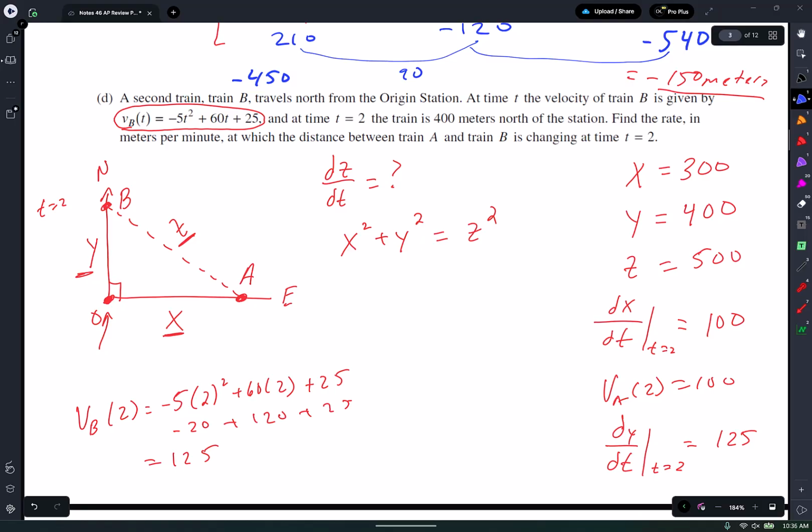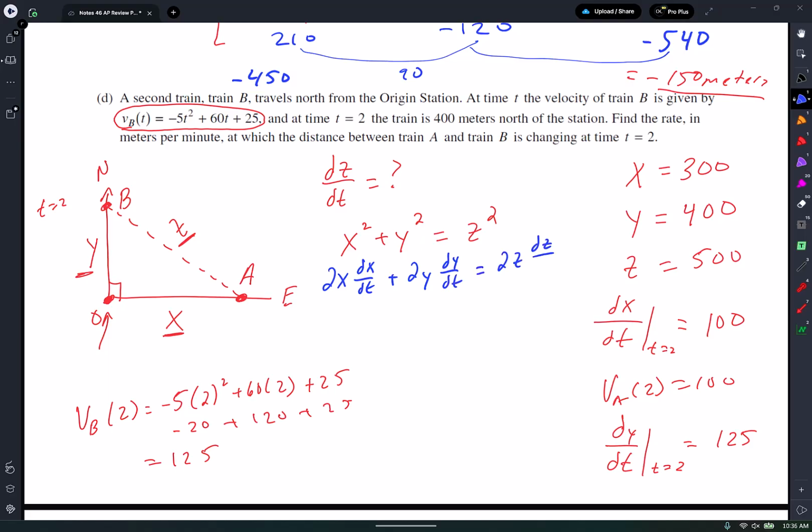Finally, we're going to differentiate our Pythagorean theorem with respect to what? T. What's the derivative of x squared with respect to t? 2x. Plus, what's the derivative of y squared with respect to t? Equals? Are we still okay? Okay. I'm going to cancel out all the 2's. Can I do that?